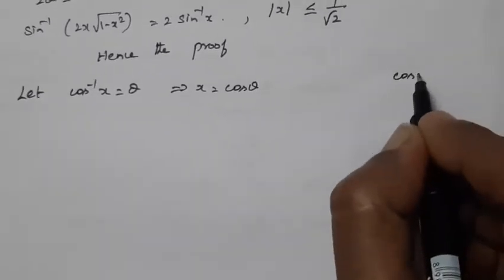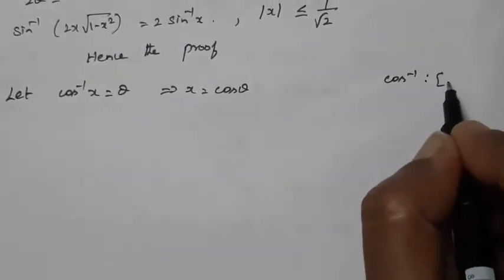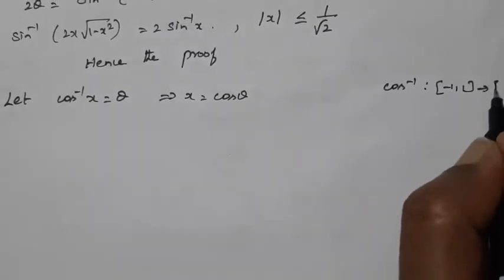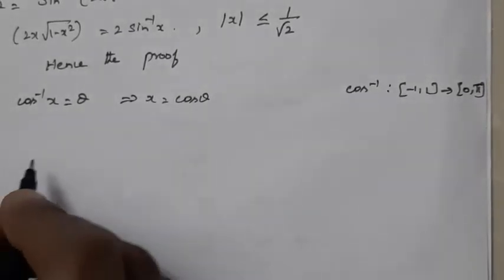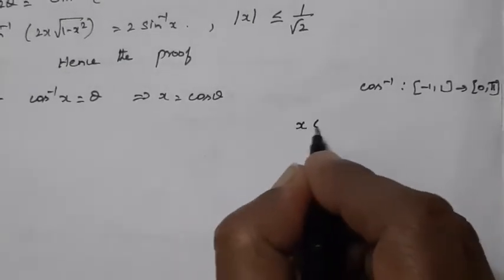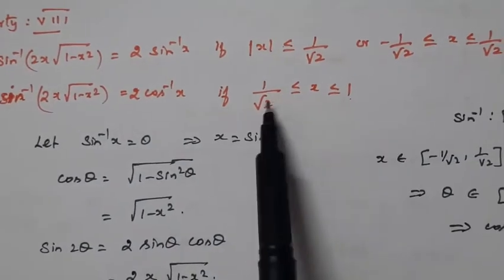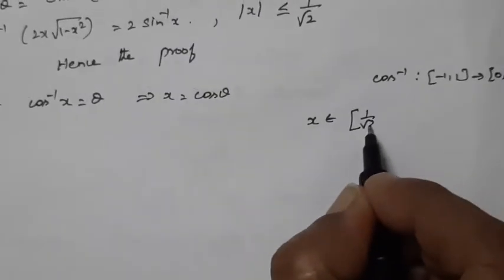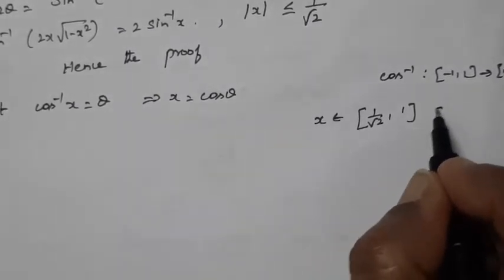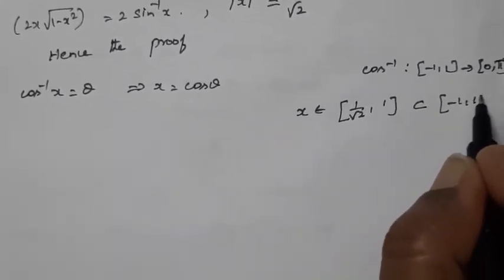You know that to define cos inverse, its domain should be minus 1 comma 1 and range is the closed interval 0 to pi. Now, given that x belongs to the closed interval 1 by root 2 to 1. But this is also a subset of minus 1 comma 1.